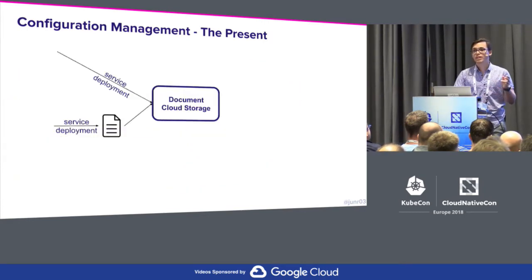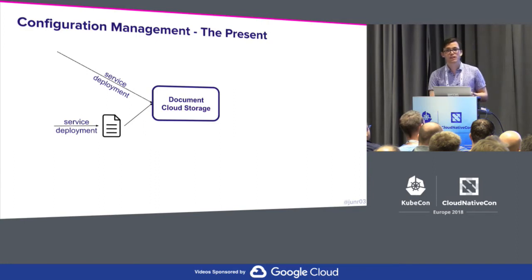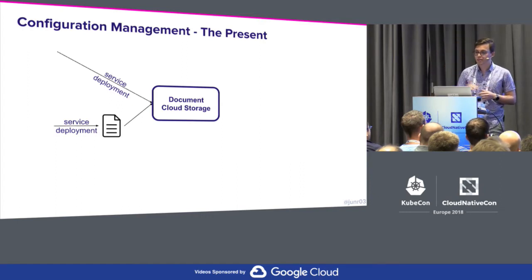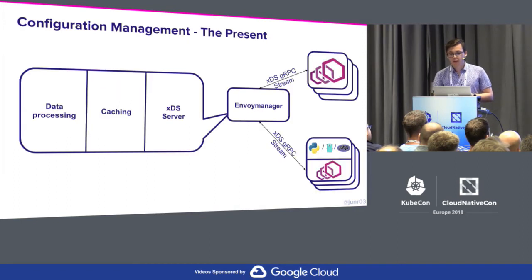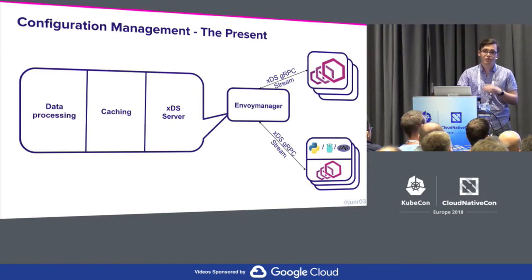After the service developer has made these configuration changes and merged them into master, they can deploy them just like they would deploy their own code. So that means that the experience is really not fragmented. This configuration ends up in a blob storage, so AWS S3 or Google's cloud storage. It's really agnostic. And then comes the meat of this new configuration management system, which is Envoy Manager.